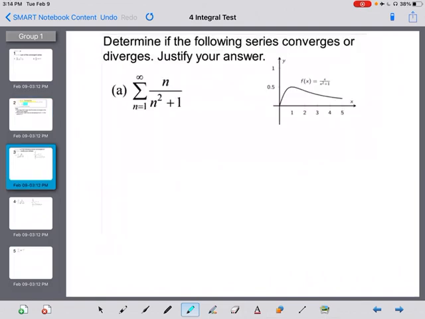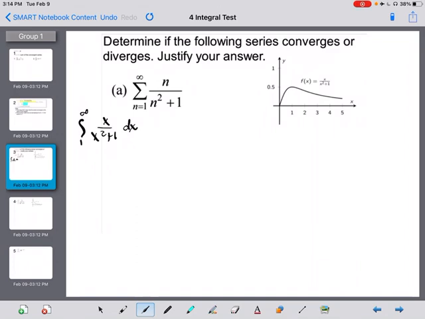All right, let's take a look at our first example. It says determine if the following series converges or diverges, justify your answer. Well, you're not always going to be provided with a graph, so let's see how I can show that the function itself is decreasing, continuous, and positive. First thing I'm going to do is rewrite this as an improper integral. So this is going to be the integral from 1 to infinity of n over n squared plus 1, no, excuse me, replace n with x: x over x squared plus 1 dx.